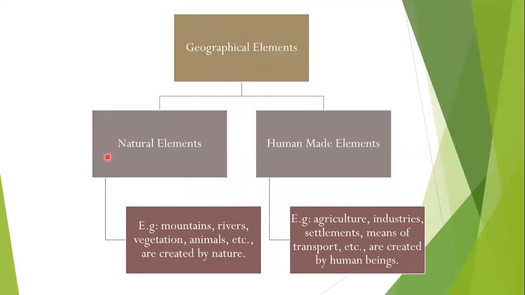Geographical elements. There are two types of geographical elements. They are natural elements and human-made elements. Natural elements are mountains, rivers, vegetation, animals, etc., created by nature. And human-made elements are agriculture, industry, settlement, means of transport, etc., which are created by human beings.